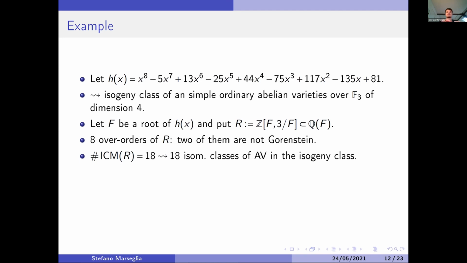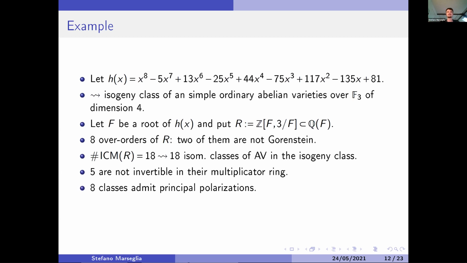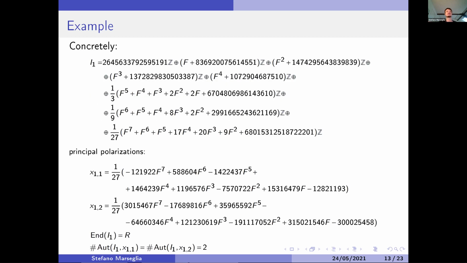There are 18 isomorphism classes inside this isogeny class, 18 isomorphism classes of Abelian varieties. 5 of them are outside the disjoint union of the Picard groups, so they are really not invertible. 8 classes admit a principal polarization, so 2 of them admit more than one. So we have 10 isomorphism classes of principally polarized Abelian varieties, 10 isomorphism classes of PPAV. Okay, let me give you a couple of them.